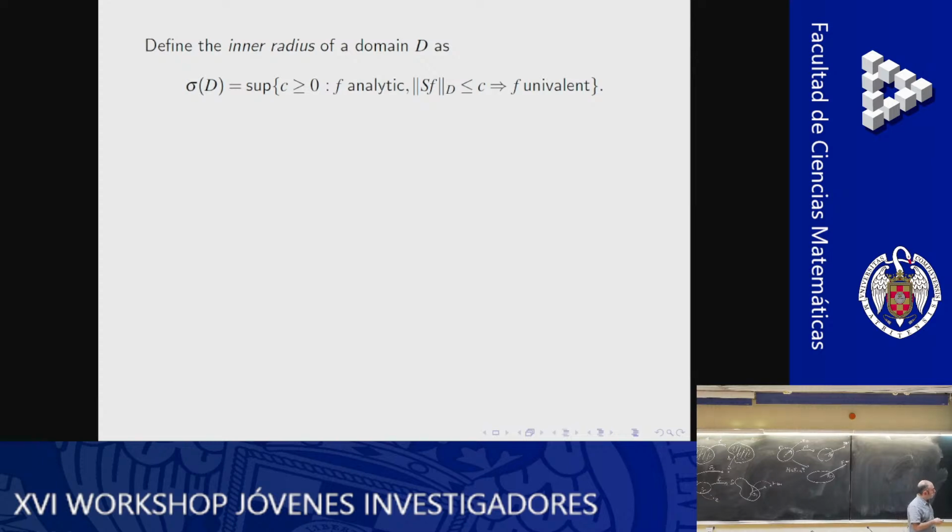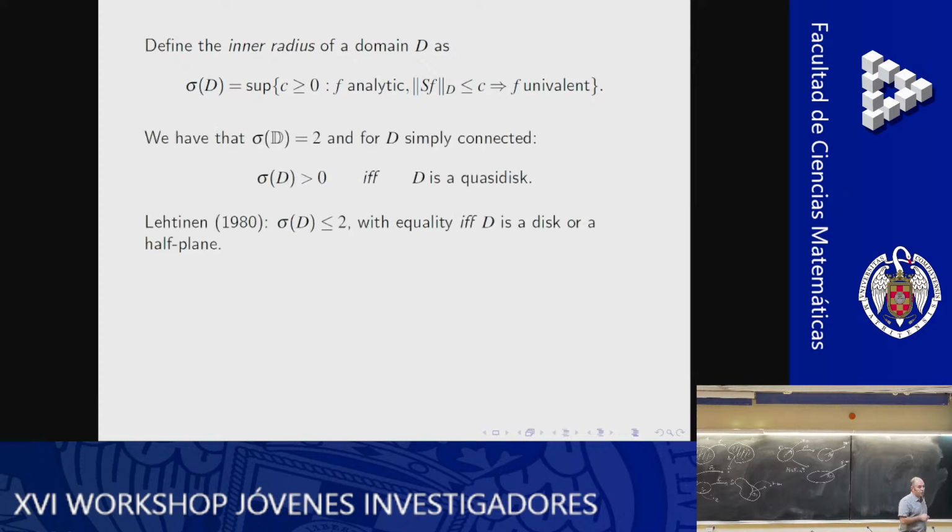In the unit disk, it's the number 2, as we have seen. And moreover, for simply connected domains, we have seen that it's positive if and only if D is a quasi-disk. Now, another theorem that we have, proved by Lehtinen, is that the disk is sort of extremal. This best constant is always less than or equal to 2, and it's 2 only for disks in the extended plane.